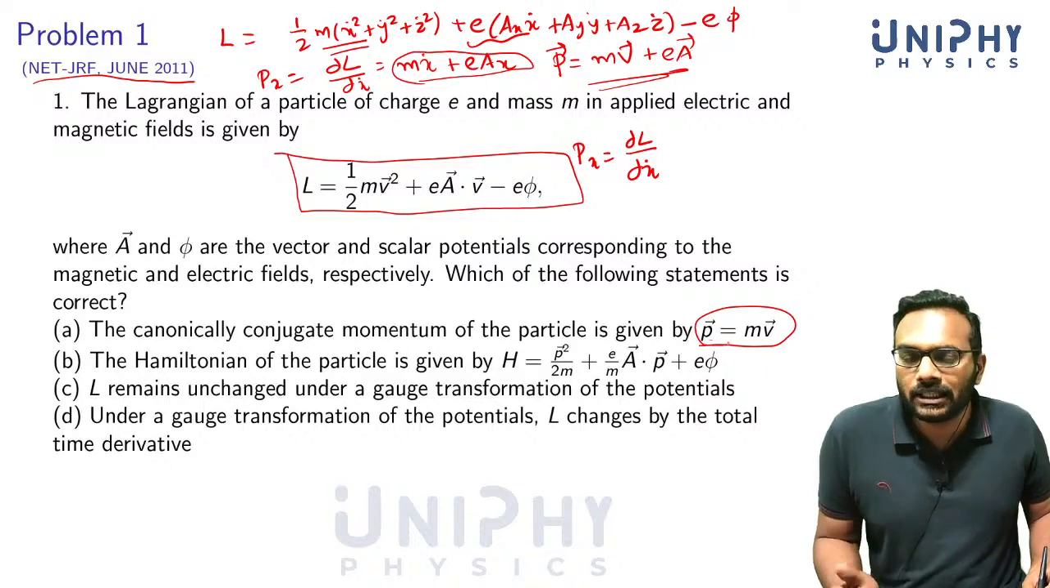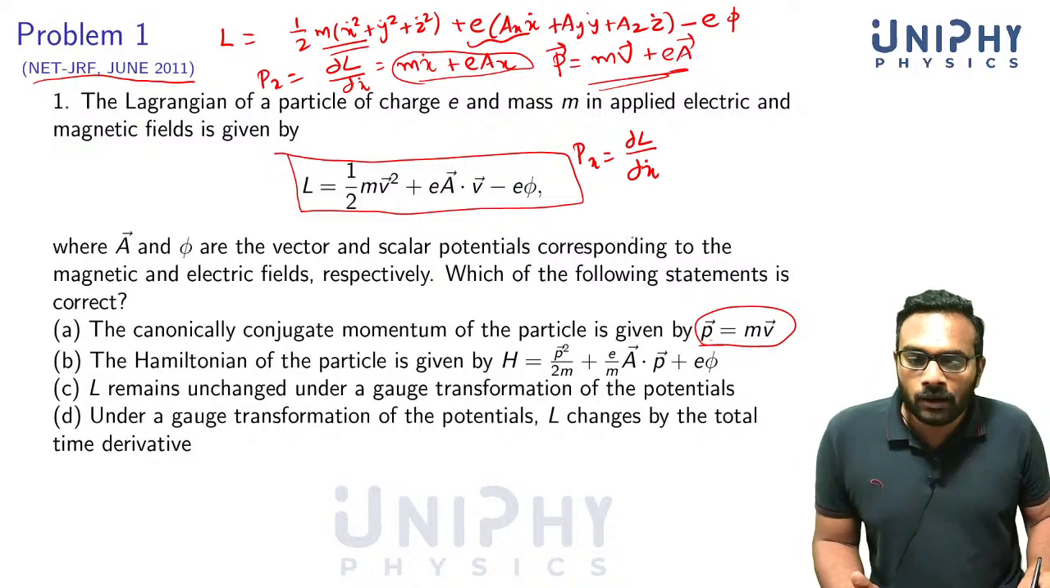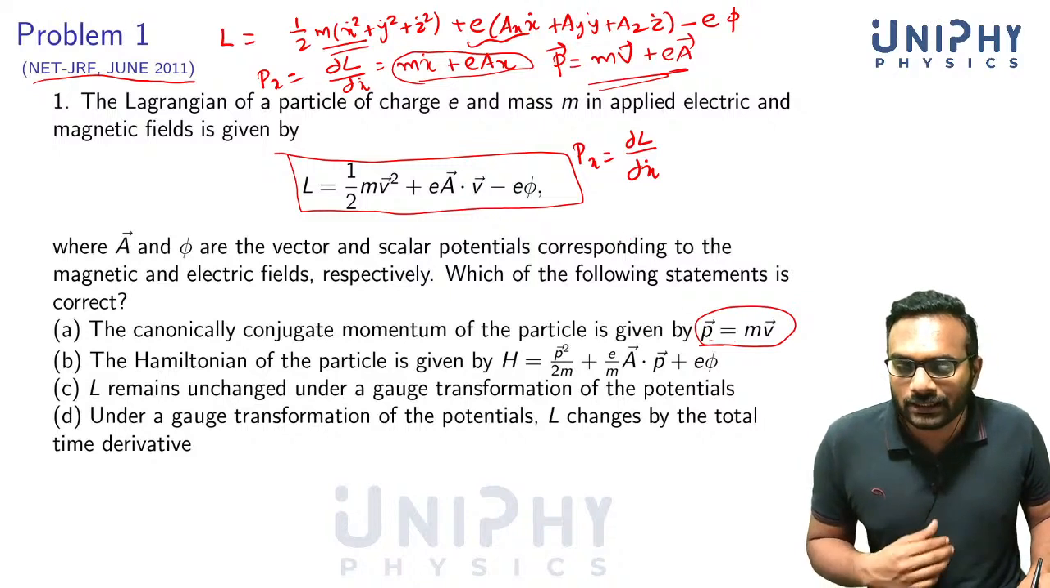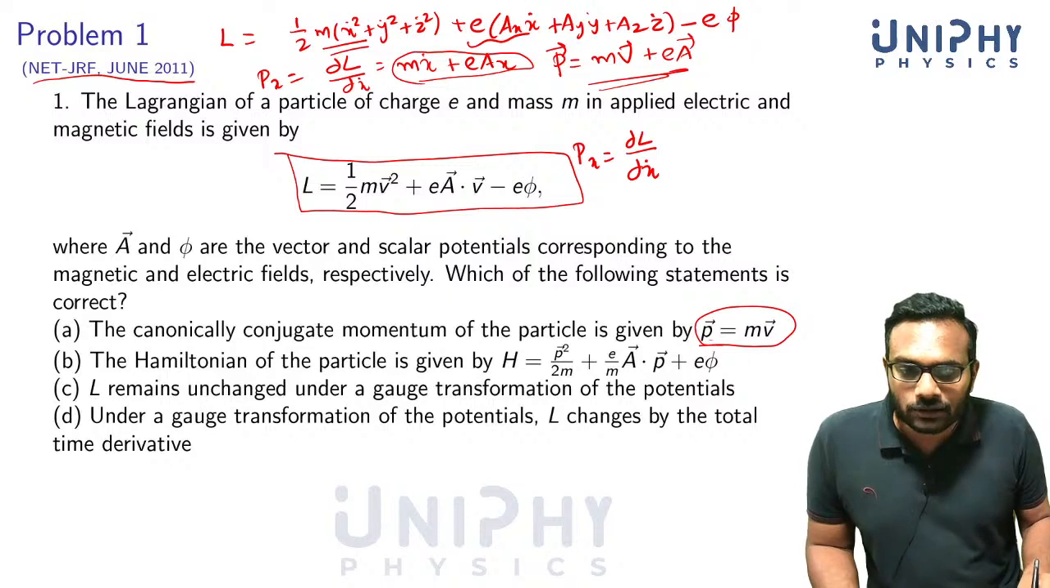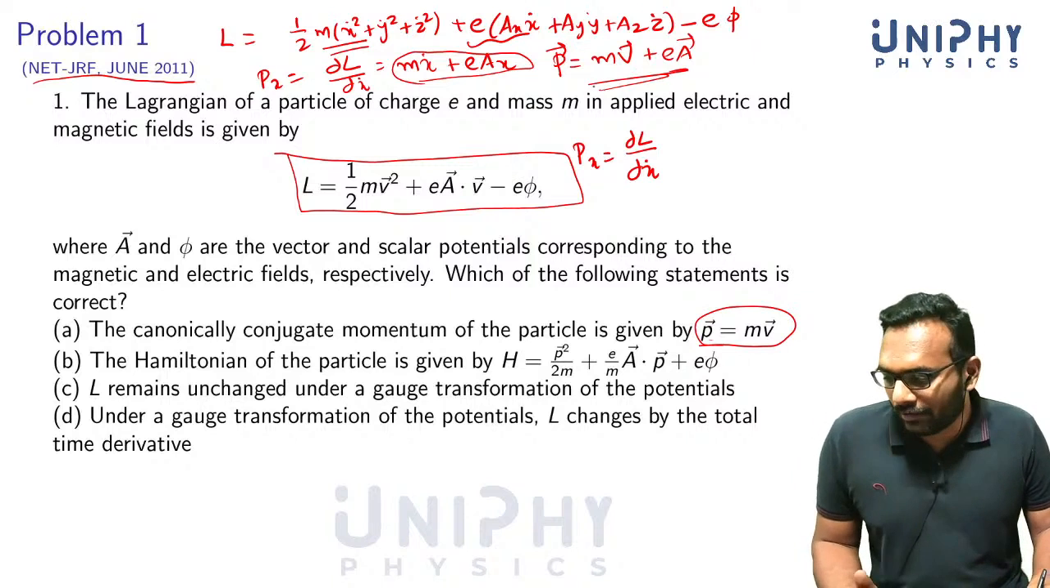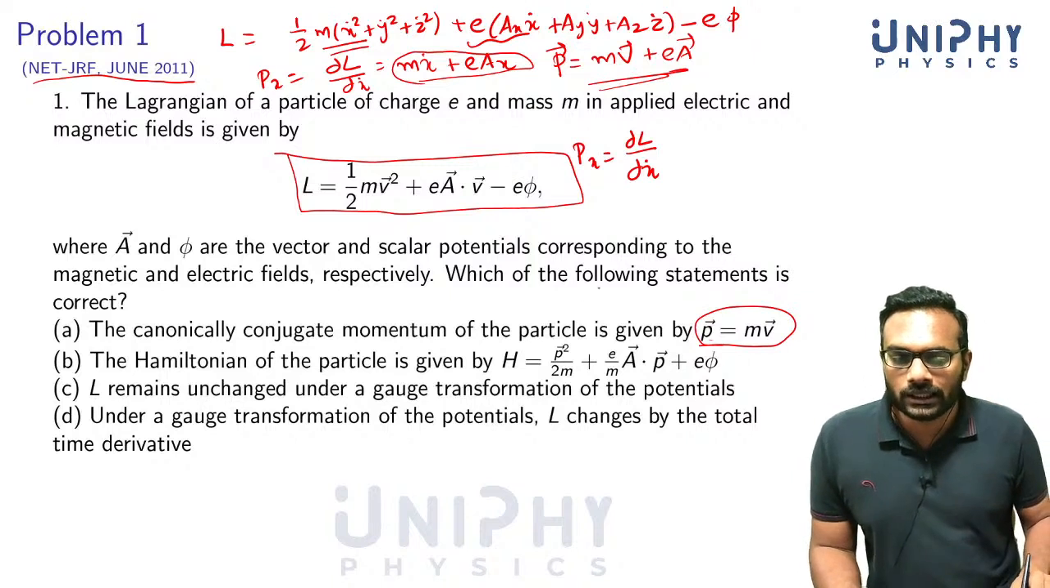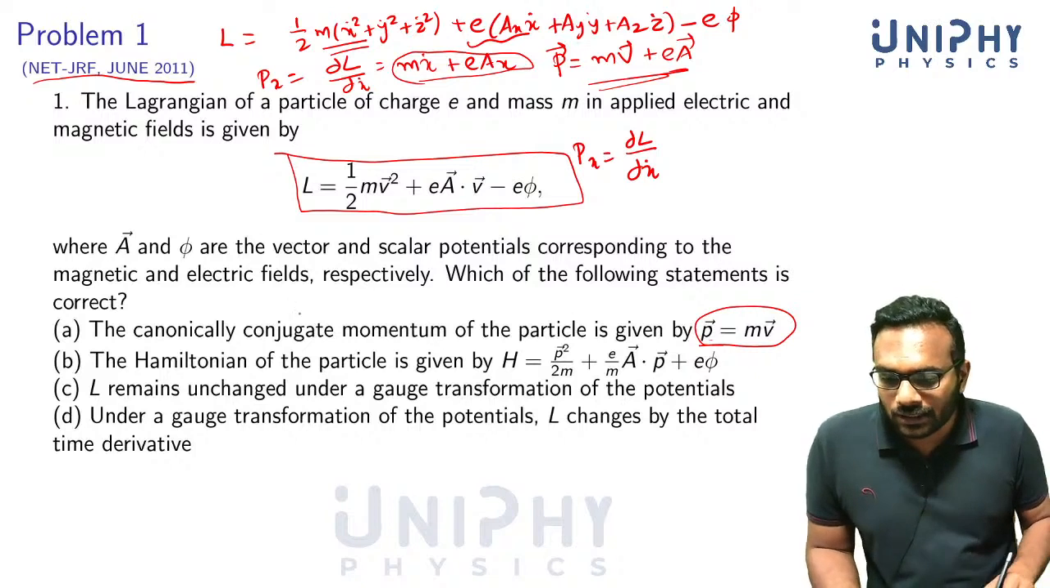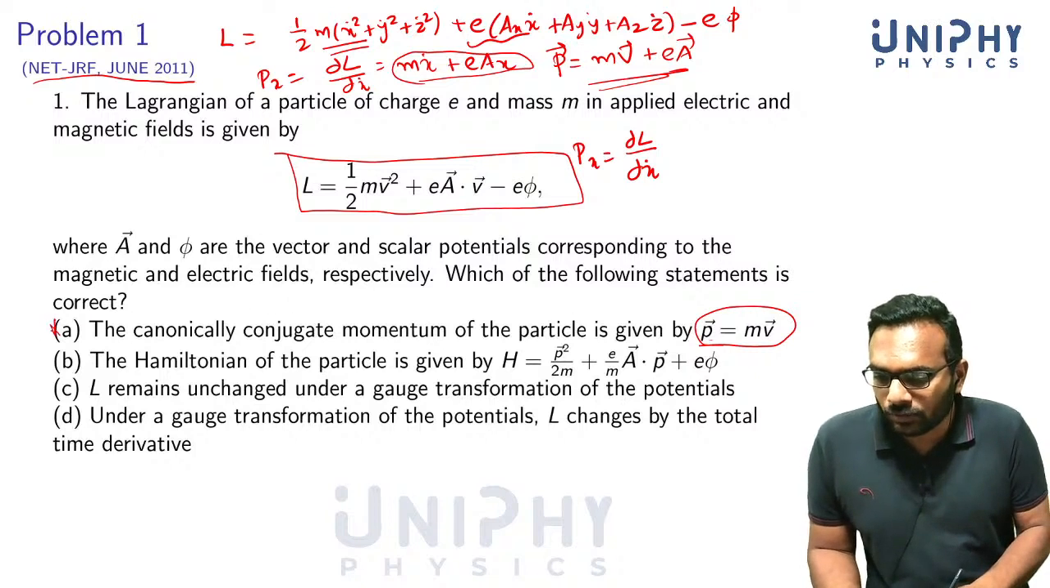For a velocity independent potential, it would be p equal to mv vector in some cases, for a free particle for example, but for a velocity dependent potential like this, it is p equal to mv vector plus E A vector. So, that is not the correct answer. We can exclude that from our options.